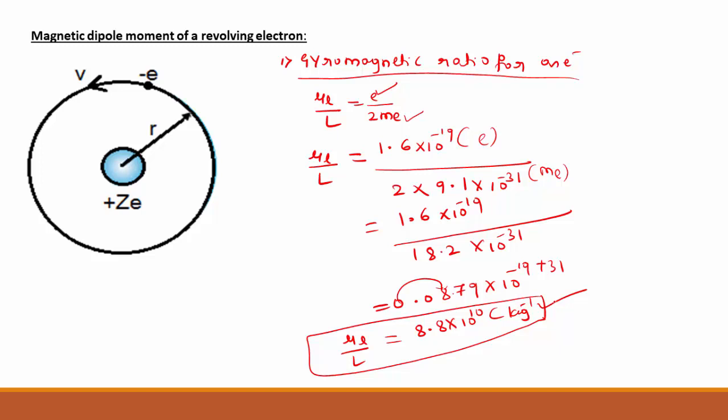This is also a one mark question. They ask in your annual examination: write the value of gyromagnetic ratio. The value is 8.8 into 10 to the power of 10 coulomb per kg.